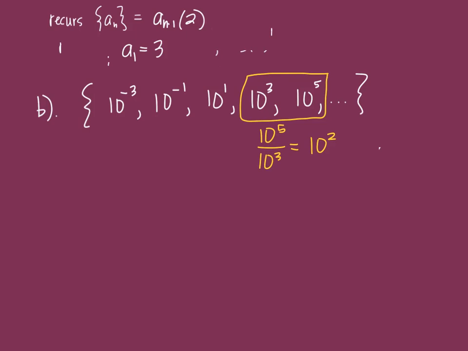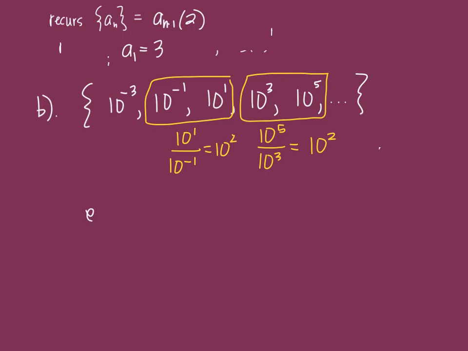Would that work for another set that I pick? Well, let's pick these two. 10 to the first over 10 to the negative first. Subtract their powers. That would be 1 minus negative 1, which would come out to be 10 squared. All right, so any two terms I pick, the ratio, the division, comes out to be the same. So that is my r.